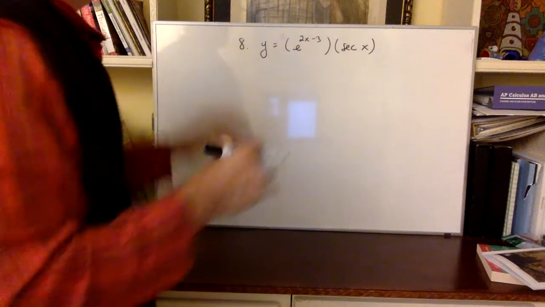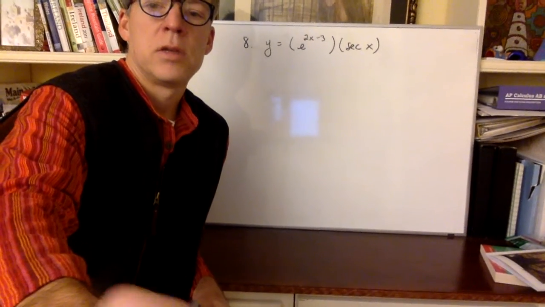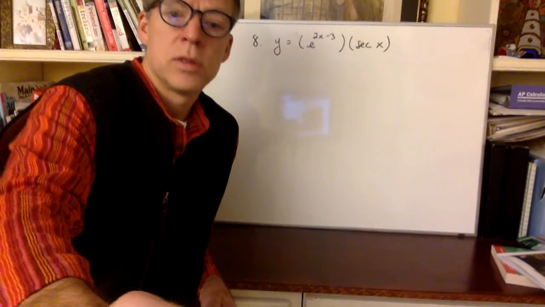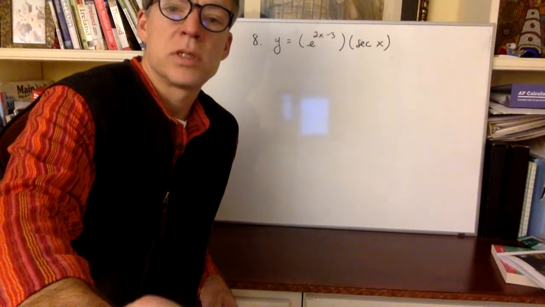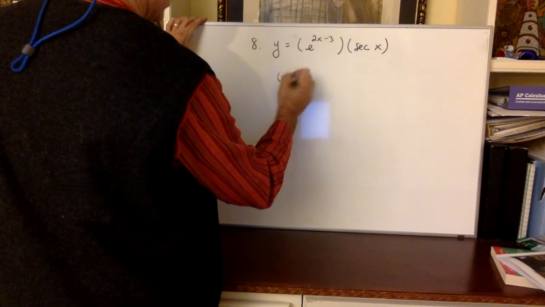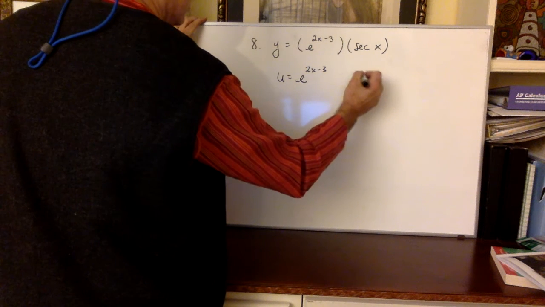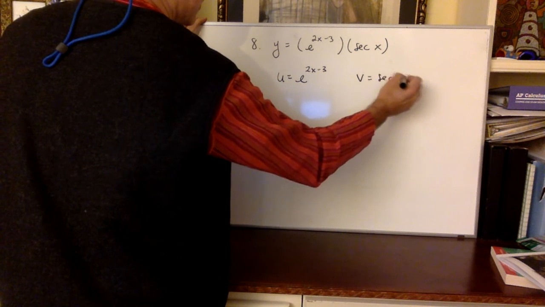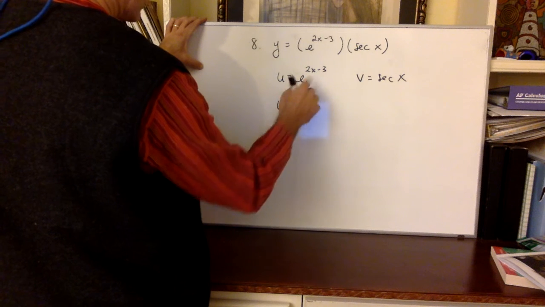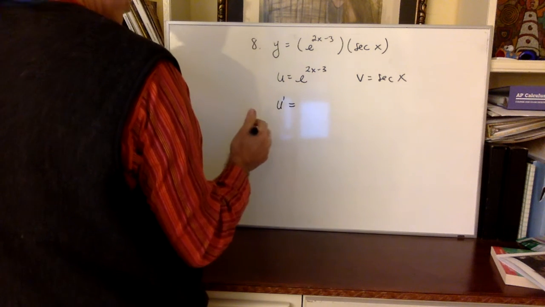So if you have your derivative goggles on, you have to notice that this is a product rule thing. So let me proceed with u's and v's. U is my first factor here. V is secant x. When I take the derivative of this, I have to do the chain rule because I have one function inside another. So that makes me think chain rule, chain rule.